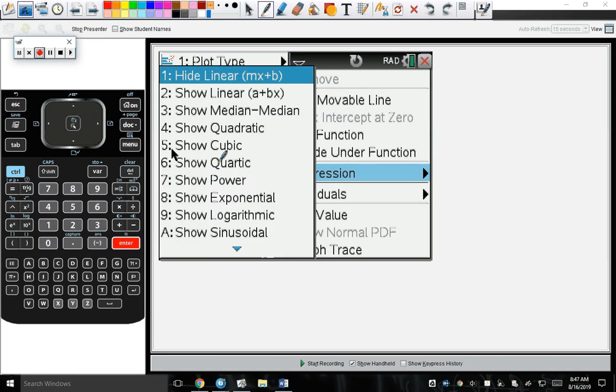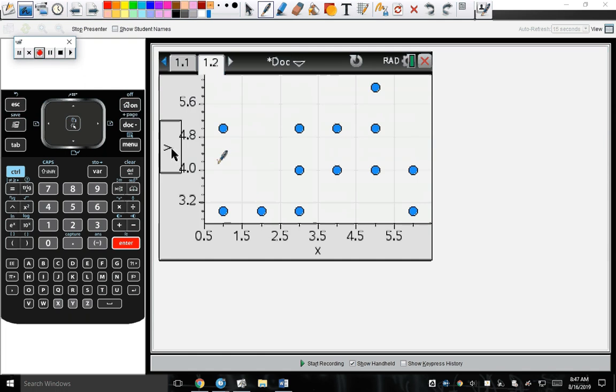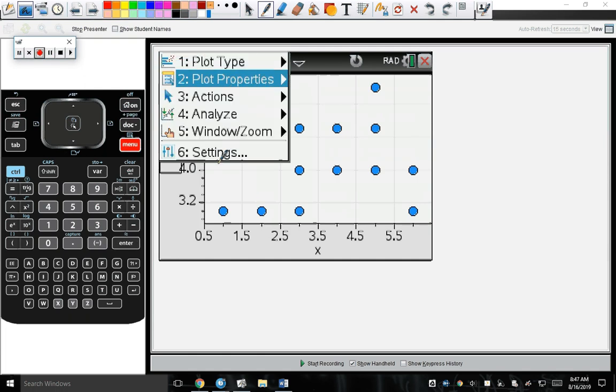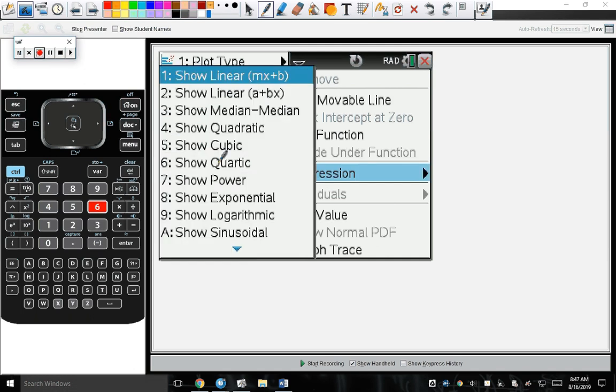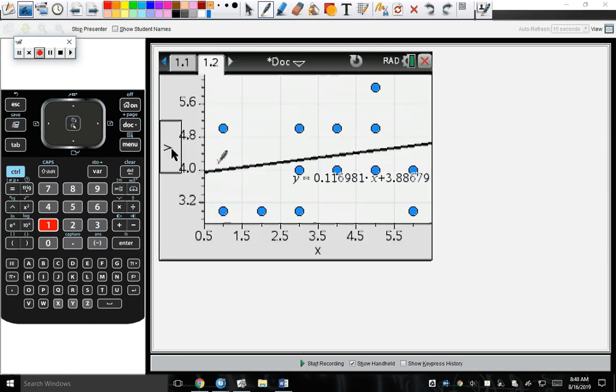Let's hide the linear regression. So you just have your data points. You have menu. You can press 4 for analyze, 6 for regression, and you can press 1 to show that linear regression. Are y'all with me, guys? Okay, so on standard, default.